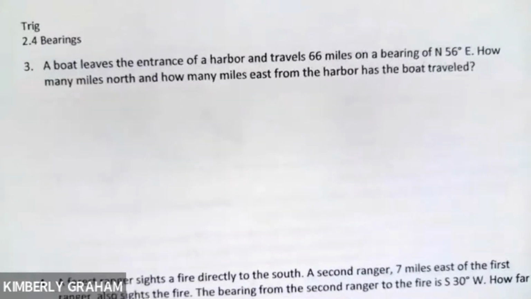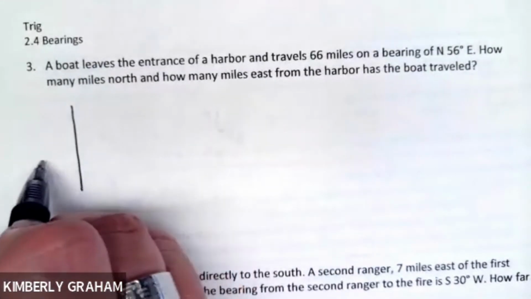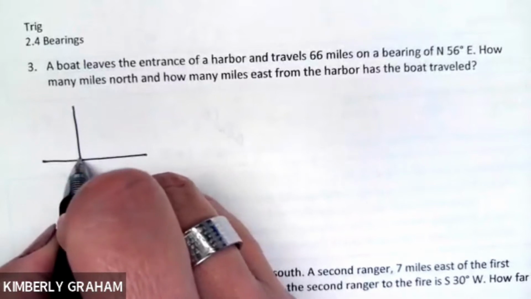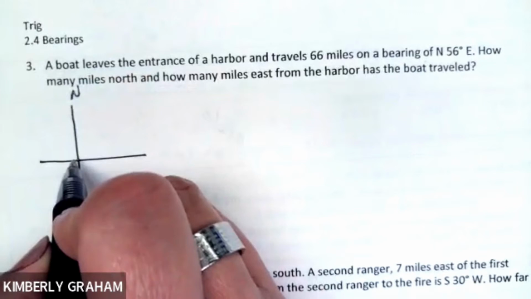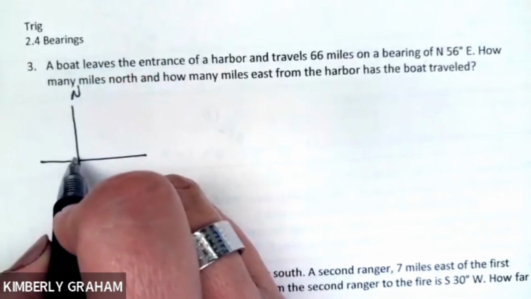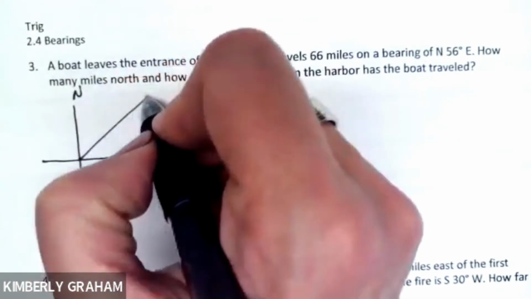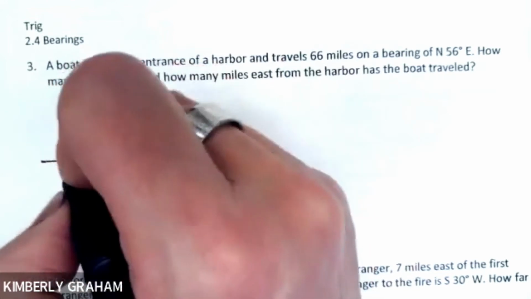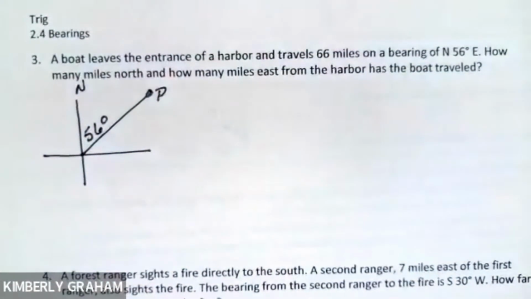Remember that bearings are going from like point O to point P. So here I am starting at some point O, the harbor in this case. And I'm starting off by looking north, and then I'm going to turn 56 degrees toward the east. So I've got this point P here that I'm looking at. This angle is 56 degrees. Does everybody understand how I've got that?